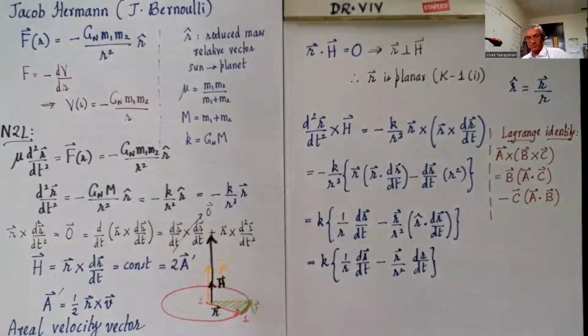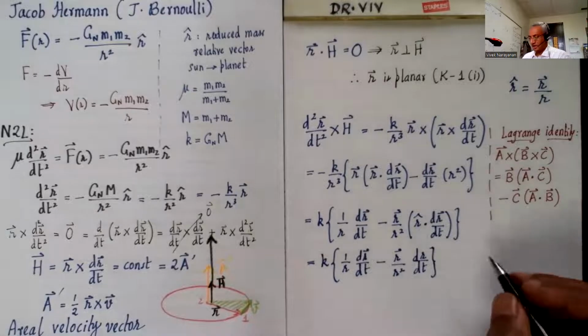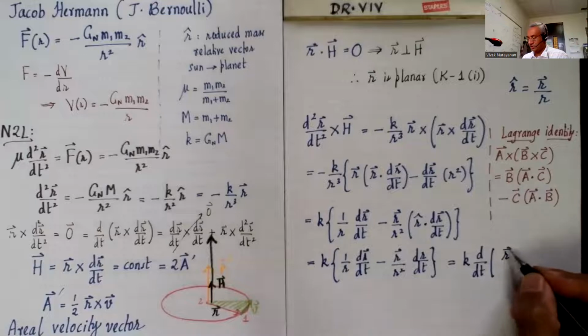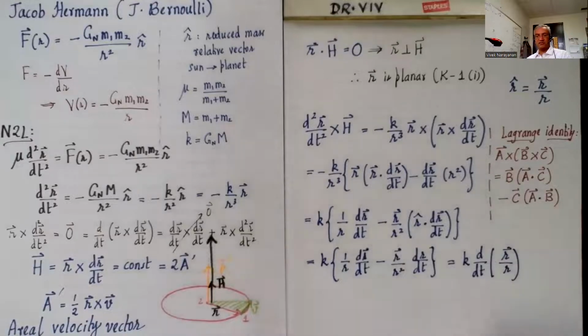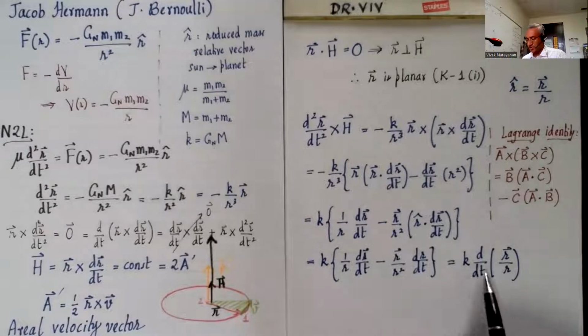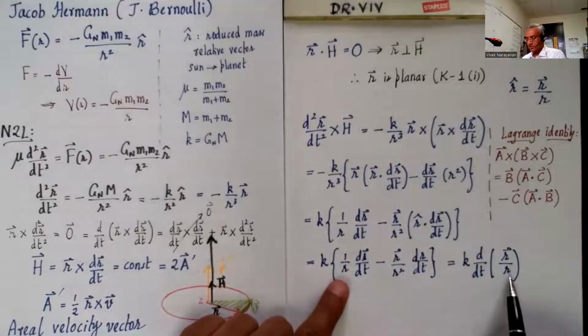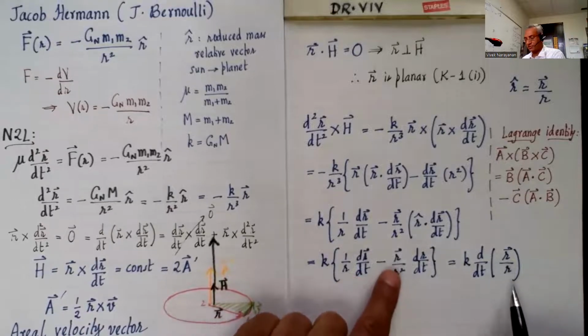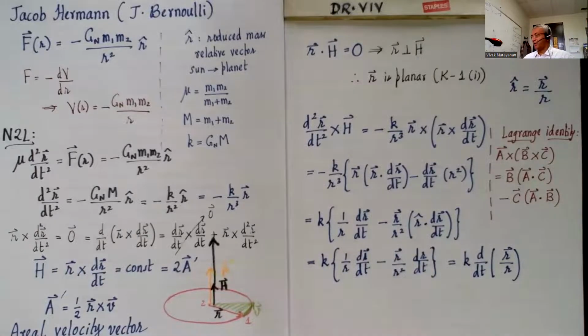Now, Hermann realized that this was just d by dt of something, and that is k times d by dt of r over r. In other words, it's the total time derivative of r hat. Let's see how that is. If I take d by dt of this, the first term will give me 1 over r dr by dt. That's this term. Then I have to leave this alone and differentiate the denominator. So that gives me negative 1 over r squared dr by dt. Done. So by a simple application of things like chain rule and vector identities, Hermann got to this point.